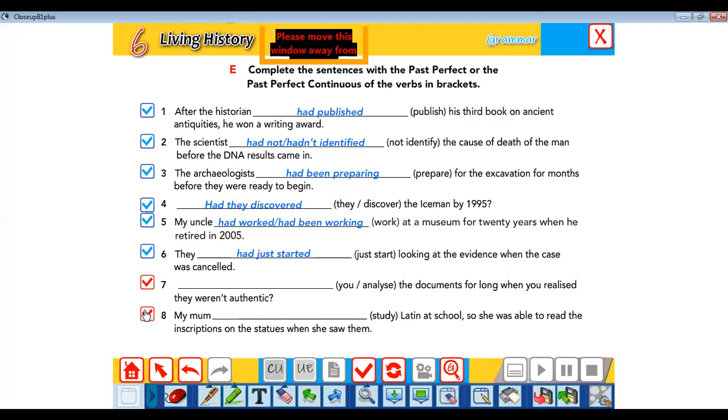Had been analyzing. No. So where is the subject here? The tense is correct, by the way. Past perfect continuous. But where is the subject? Where is you? So it will be had you been analyzing. Had you been analyzing. It's okay? Okay, number 8, the last one.